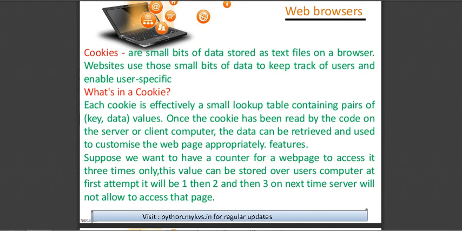Now each cookie is effectively a small lookup table containing pairs of values, so key and value data. Once the cookie has been read by the code on the server or client computer, the data can be retrieved and used to customize the web page appropriately and all its features. Suppose we want a counter for a web page to be accessed 3 times only. This value can be stored on the user's computer. At the first attempt it will be 1, then 2 and then 3. The next time the server will not allow access to that particular page.